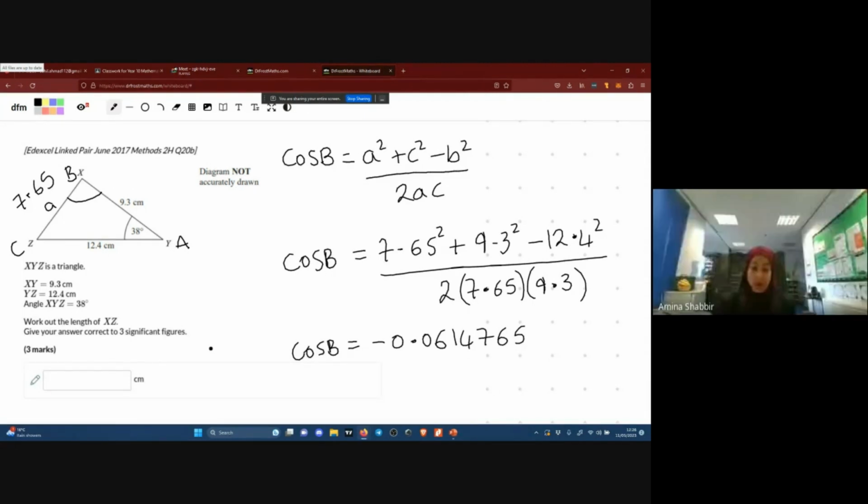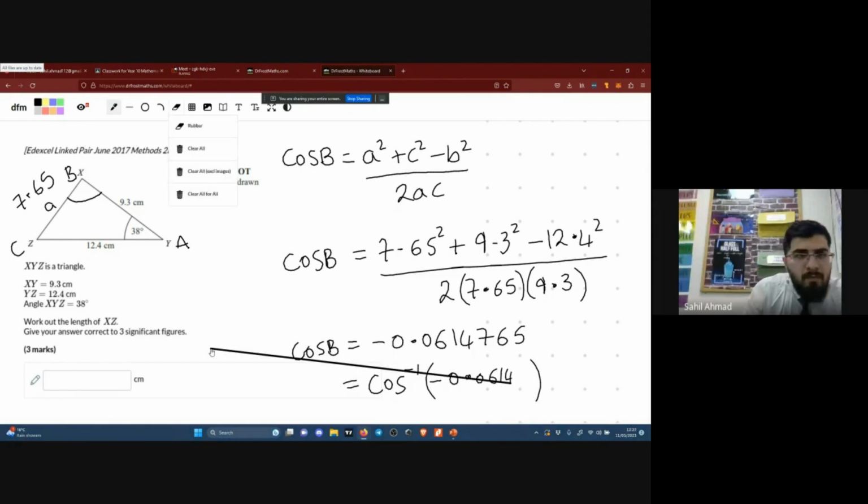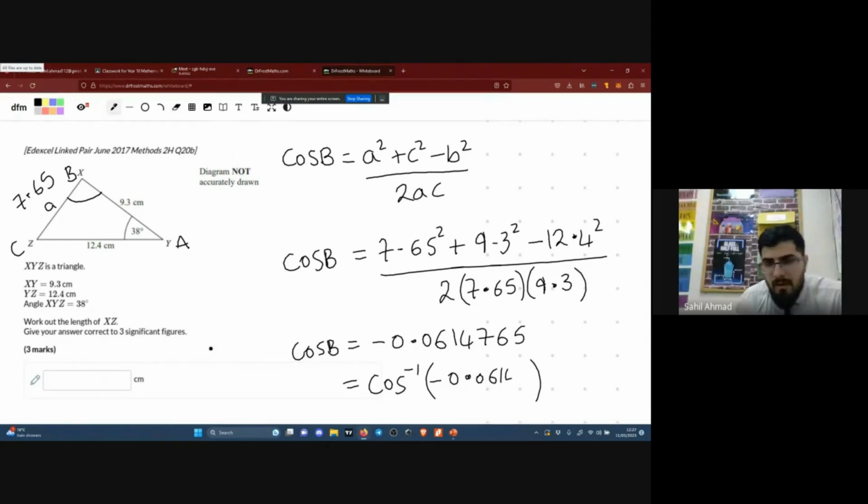You do cos minus 1. So what's that function called? What is that step? It's called the inverse of cos, inverse function. Well done. So that will be cos inverse of everything that you have over here, which is minus 0.0614, 6, 4, and then 765.